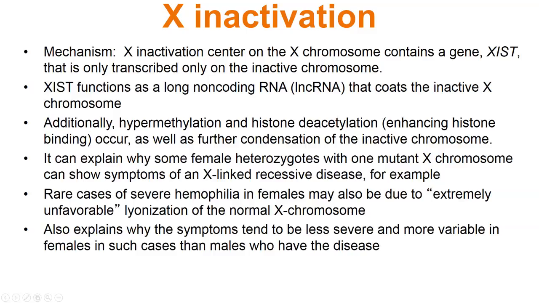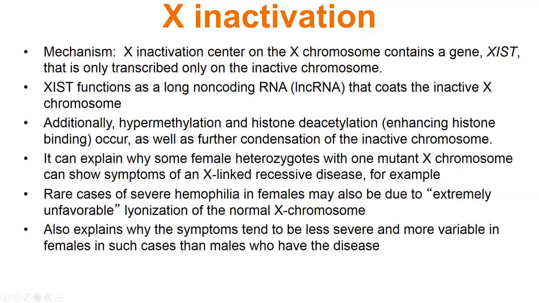And one example where you can see that is, it's rare, but sometimes you'll get a severe hemophilia phenotype in a female who only inherited one copy of a mutant chromosome because of this extremely unfavorable lionization, where early on in the development, most of the normal X chromosome was shut off and the mutant one remained, and then she showed symptoms of the disease.